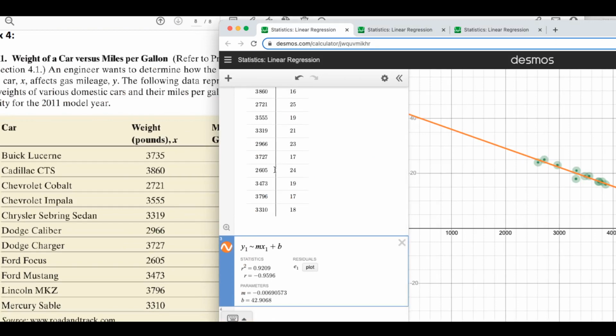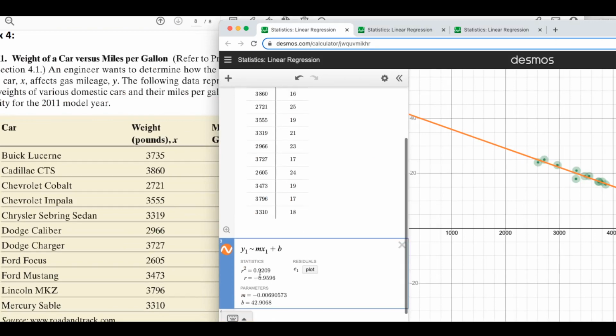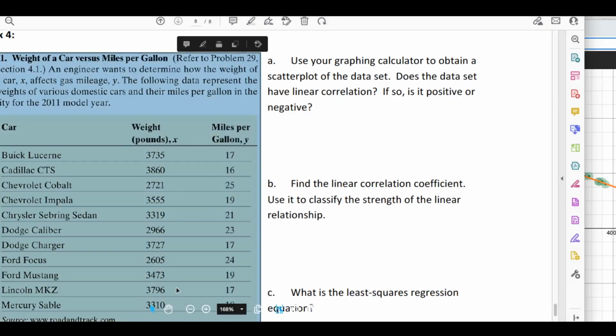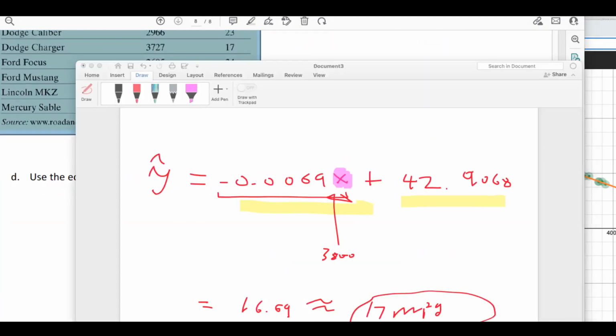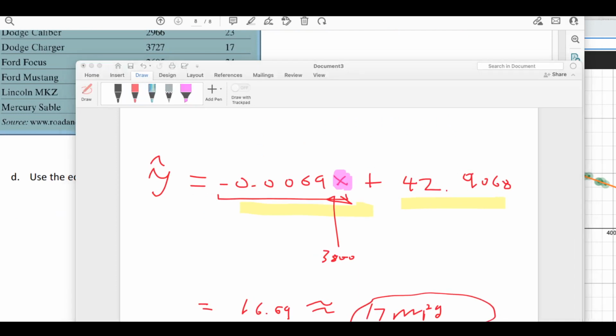Okay, so the focus is really interpreting the R value and using the equation. Since you're not calculating the equation on your own, you're just reading it off the calculator, right? So how to use it? Just plug in the value to predict a certain value.